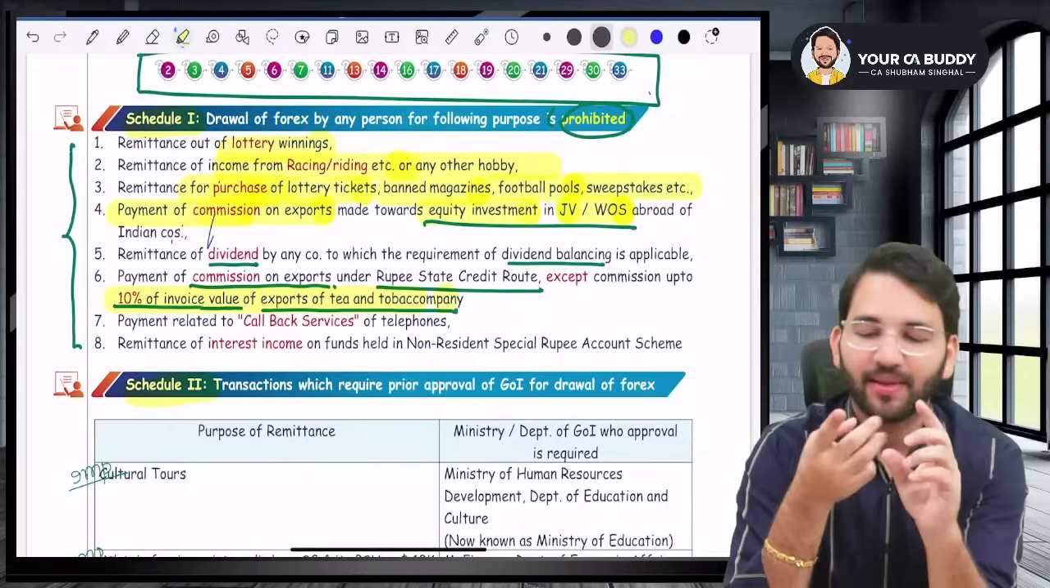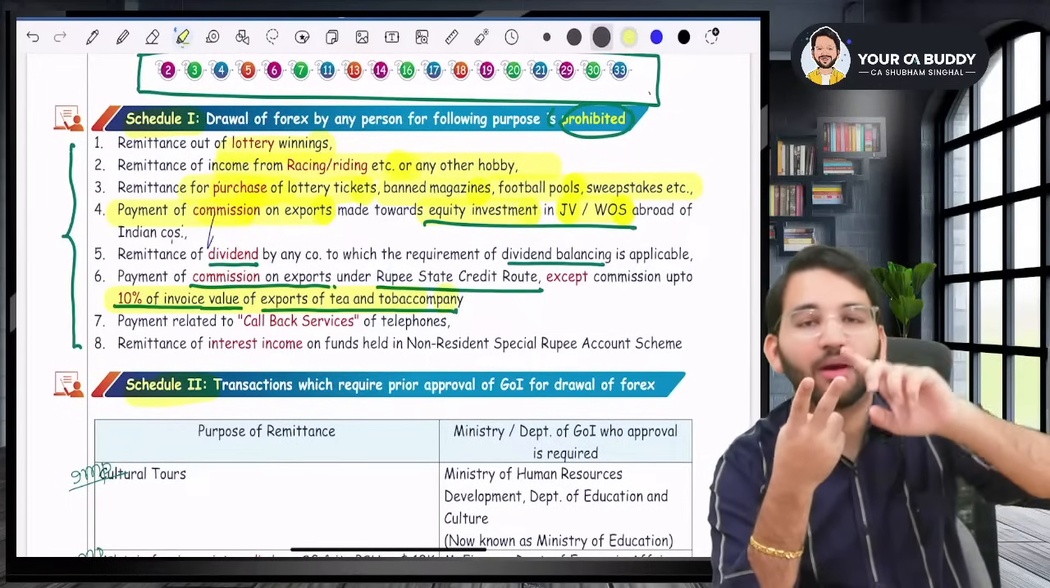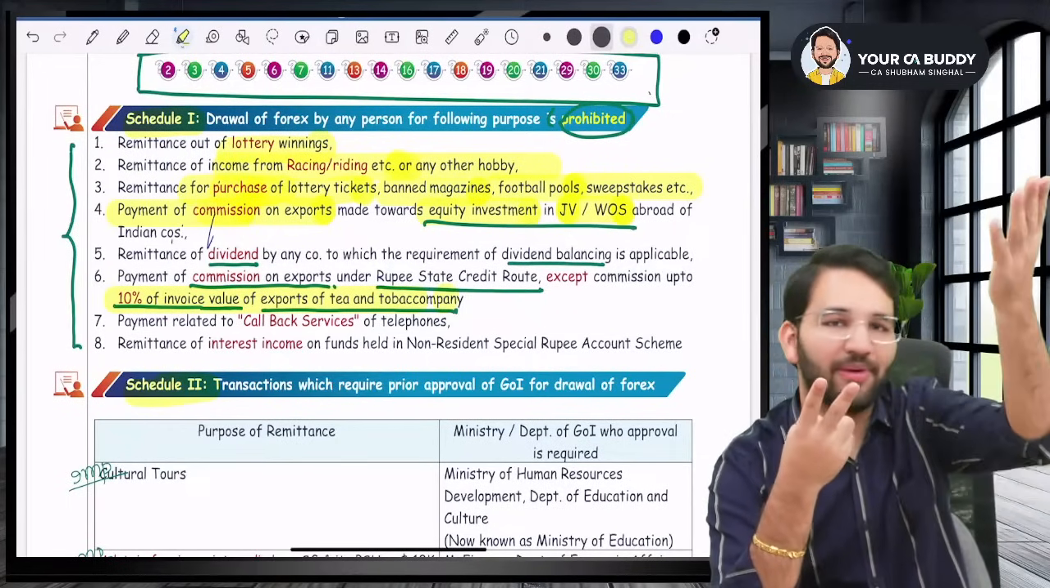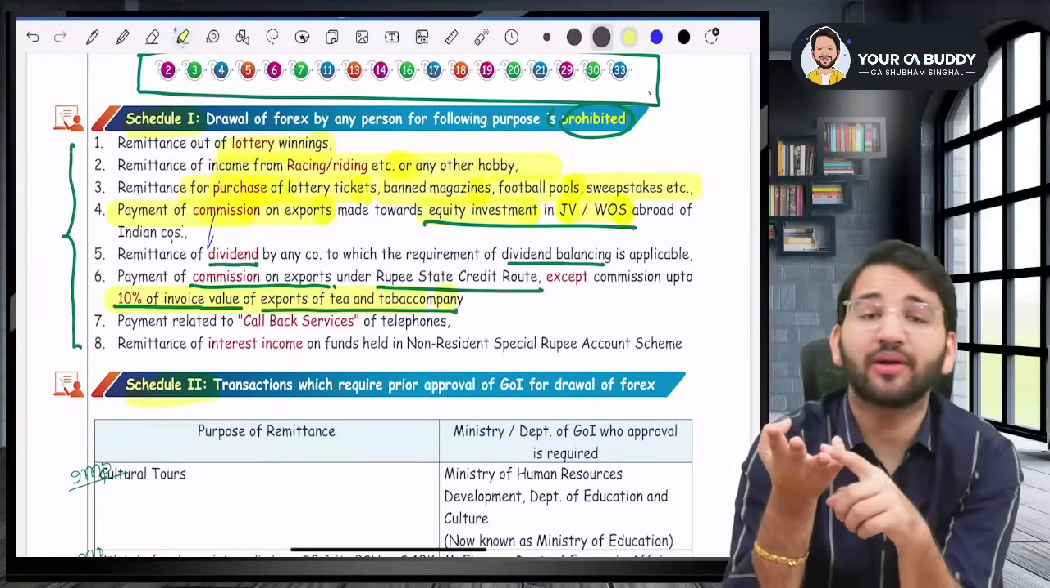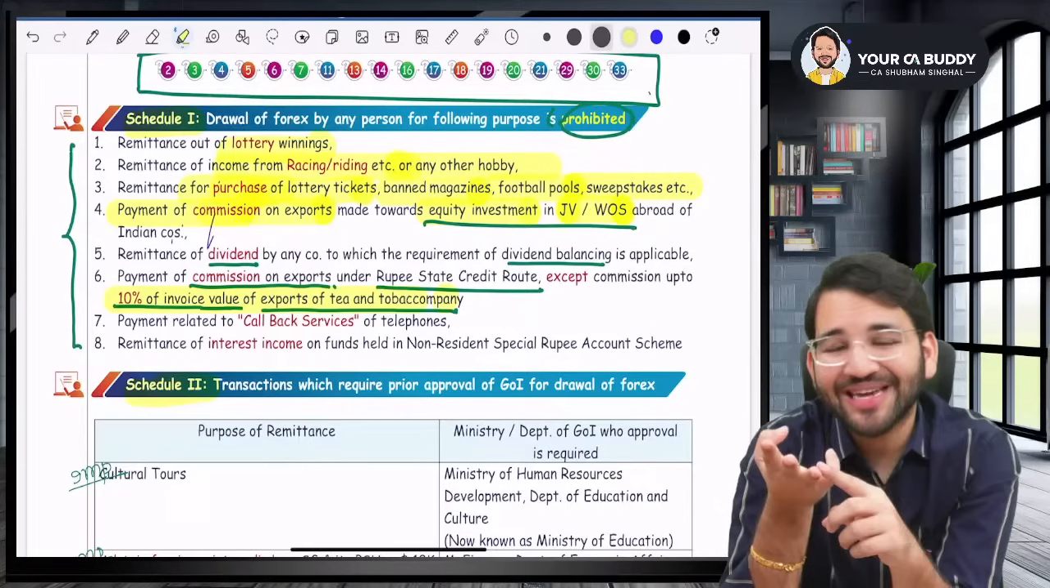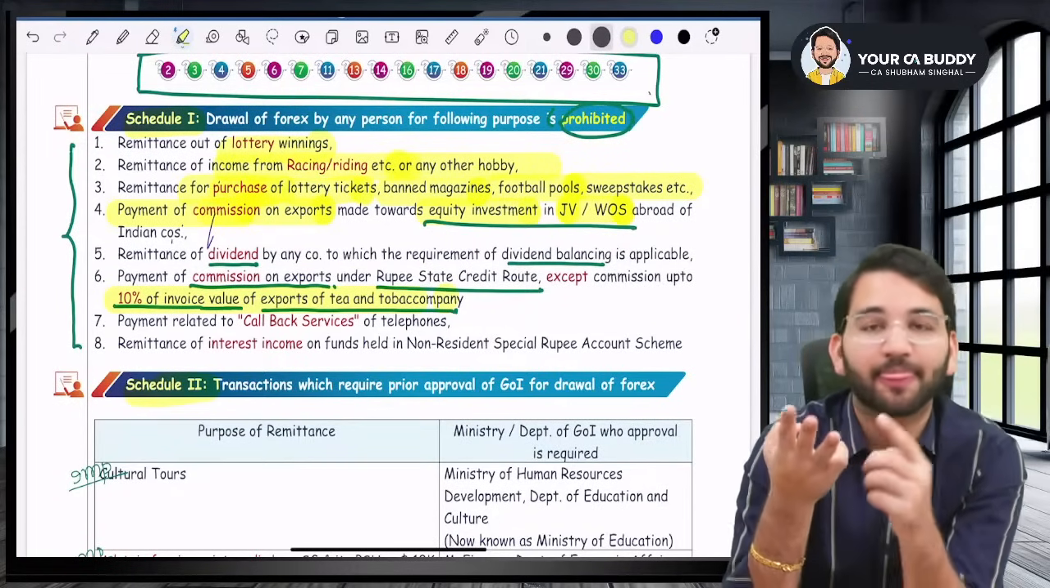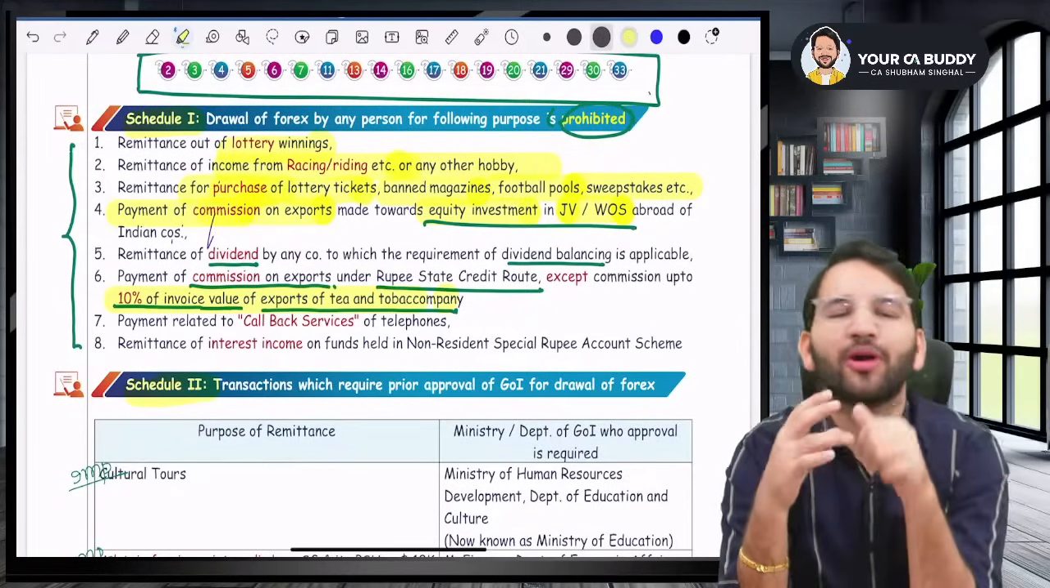First 3 points are lottery winnings cannot be remitted. Horse racing riding income cannot be remitted. You cannot remit any money for purchase of lottery, football pools, sweepstakes, or any other banned magazines. These are three things. Then there are 2 points of commission.